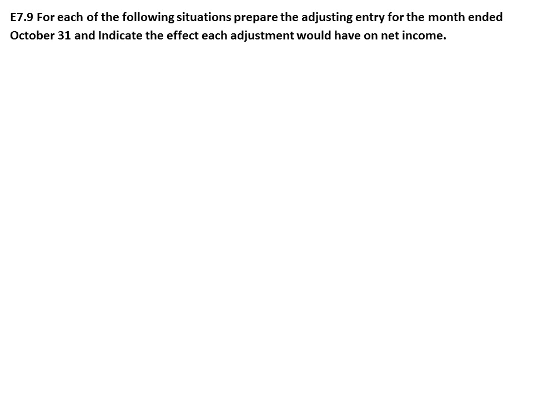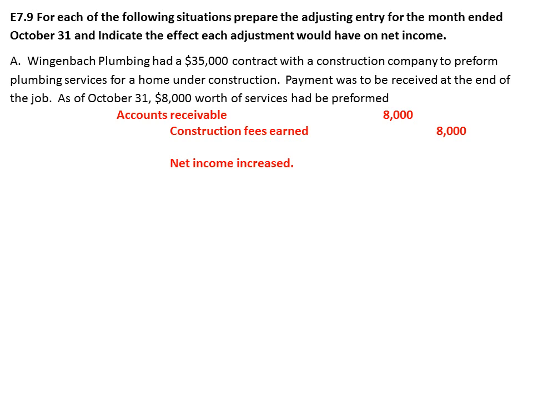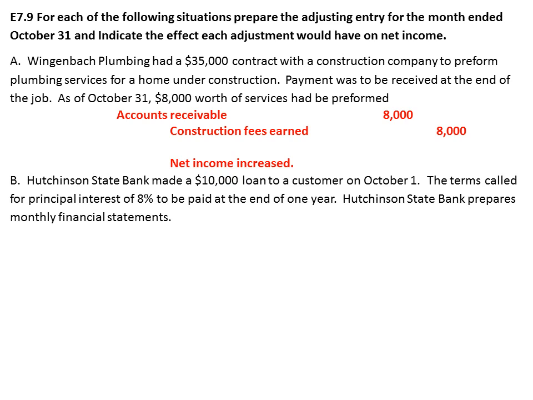Let's take a look at another one. For each of the following transactions, prepare the adjusting entry for the month ended October 31st and indicate the effect that each adjustment would have on net income. Wingbach Plumbing has a $35,000 contract with a construction company to perform plumbing services for a home under construction. Payment was to be received at the end of the job. As of October 31st, $8,000 of the services were performed. So we're going to debit our accounts receivable $8,000. Our construction fees earned are going to be $8,000. Therefore, our net income increased in that one, because construction fees earned is a revenue account.